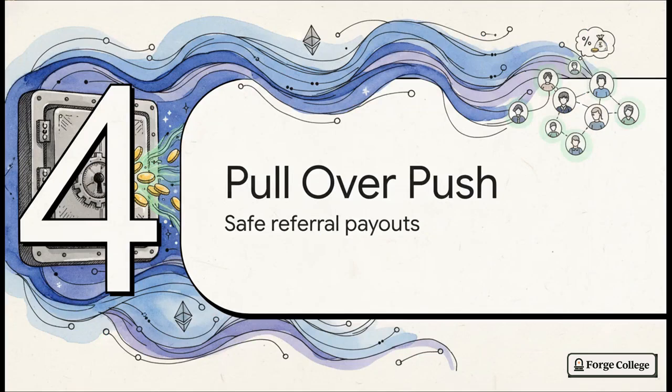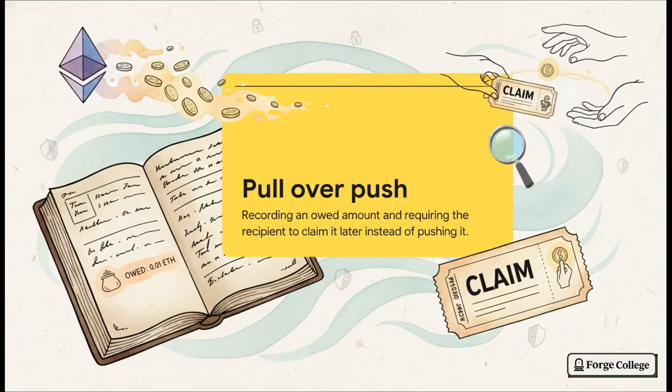All right, Section 4, the pull-over-push pattern, handling referral payouts safely. Let's look at a slightly trickier scenario, automatic referral bounties. Let's say a 1% bounty goes to whoever referred the depositor. Now, automatically pushing that 1% out right away sounds great for user experience, right? But it completely violates our safety rules by forcing an external call right smack in the middle of our deposit logic. So instead of pushing cash out immediately mid-deposit, we use the pull-over-push pattern.